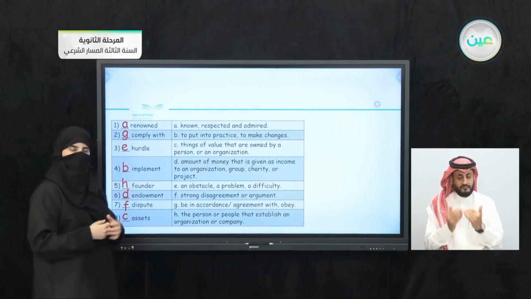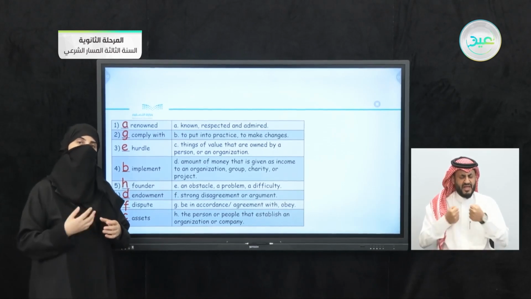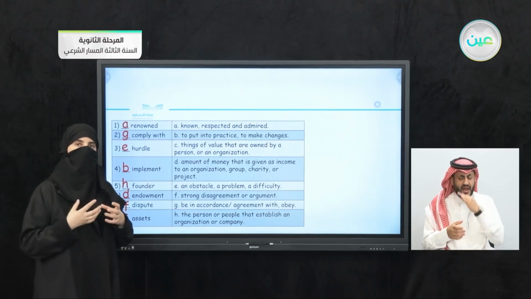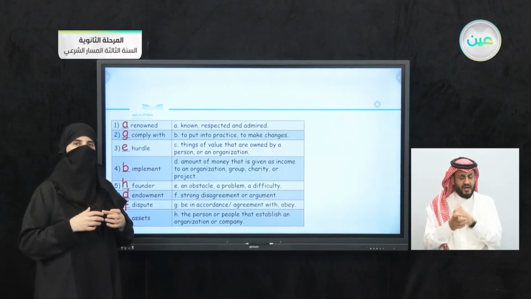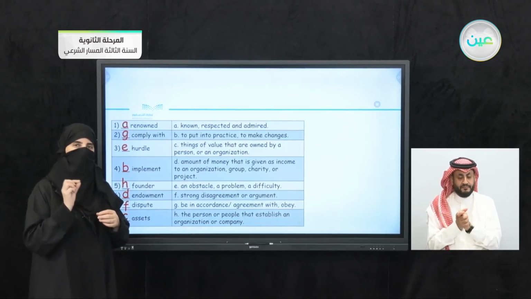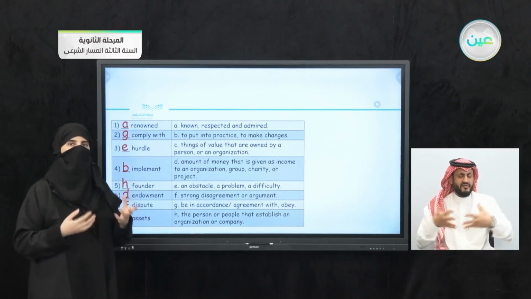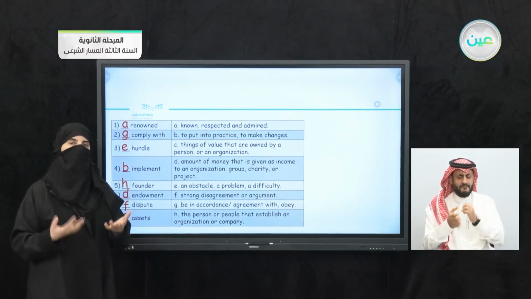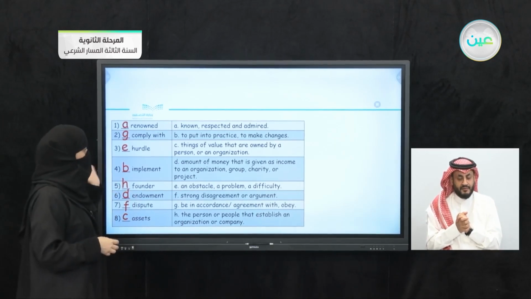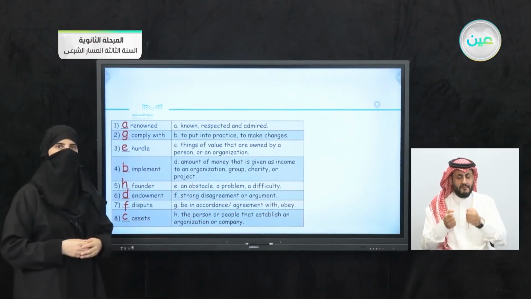We have hurdle. Now if you can also recall the word hurdle, when we explained it, I told you that when you pronounce the hurdle here, the R is a bit heavy, as we took in the pronunciation in unit 1. So as you can face a little bit of difficulty when you pronounce the word hurdle, you can remember that the meaning of hurdle is facing something difficult or facing some kind of problems, or as we can see in E, an obstacle or a problem or a difficulty.